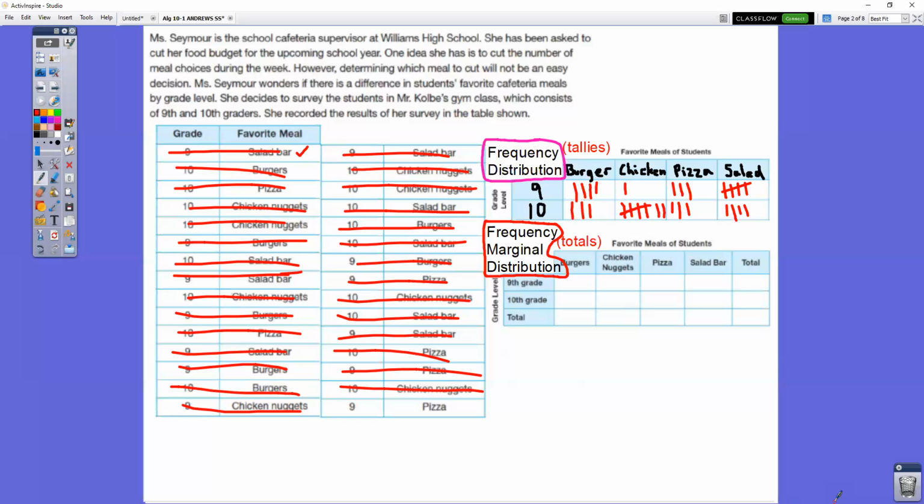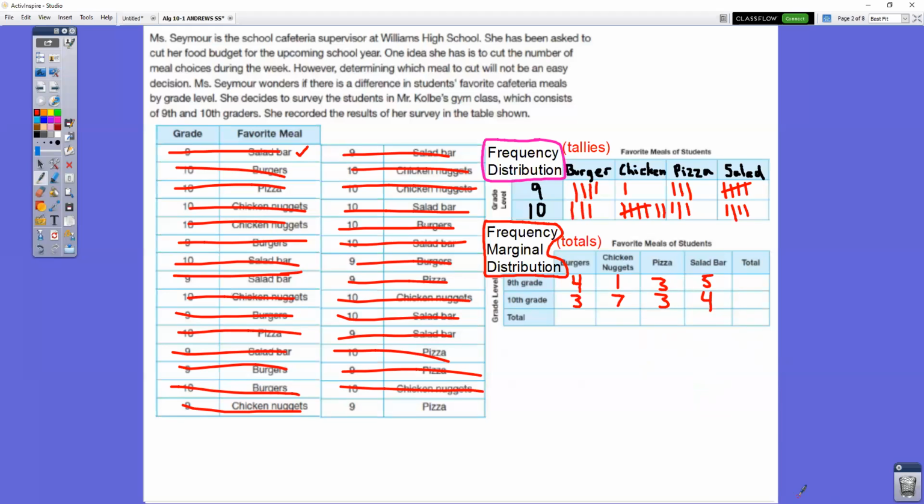Those are your tallies. All that you have to do for your totals is just add up the number of tallies. So there were 4 people that were 9th graders whose favorite meal was burger. So we're going to write the actual number now of 4. You're just adding up your tallies. There were 3 10th grade burger people. There was 1 chicken nugget 9th grader. There were 7 chicken nugget 10th graders. There were 3 pizzas for 9th grade, 3 pizzas for 10th grade. There were 5 salad bar 9th grade and 4 salad bar 10th grade.